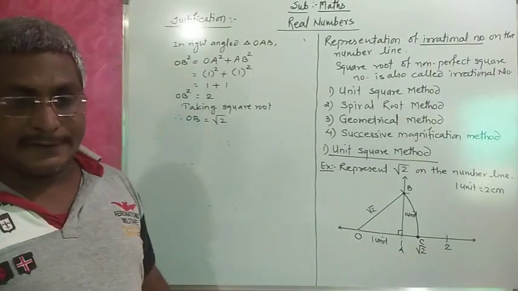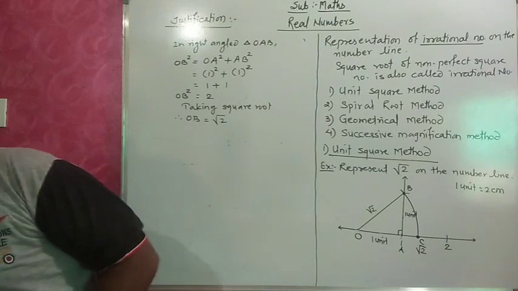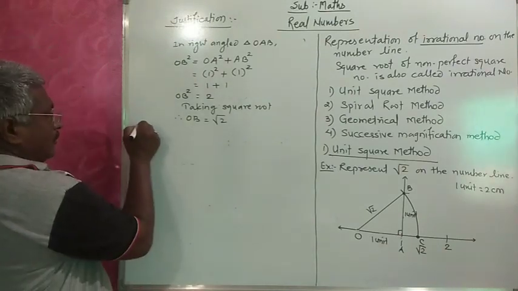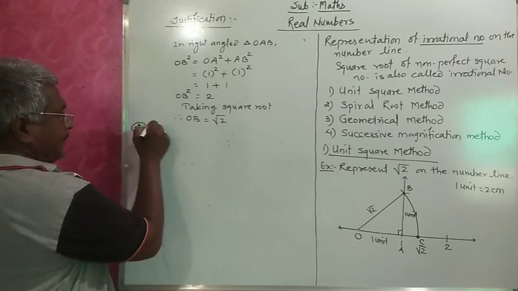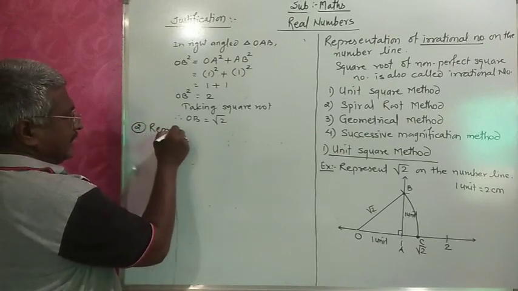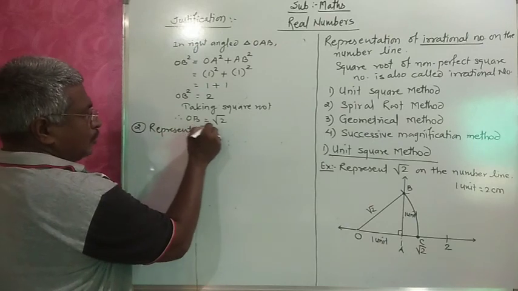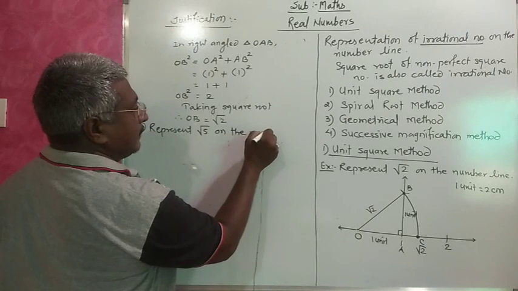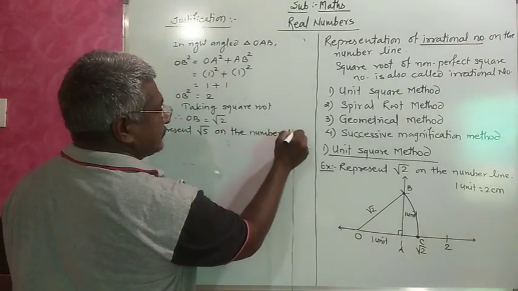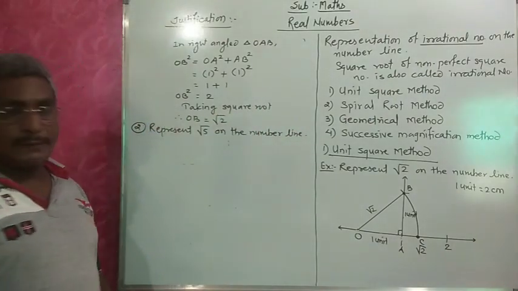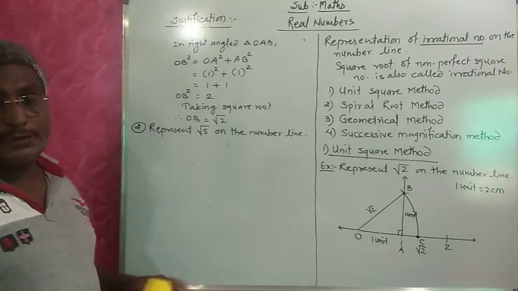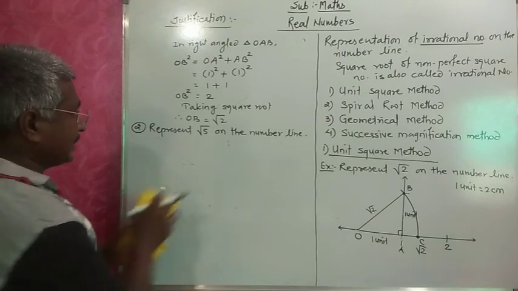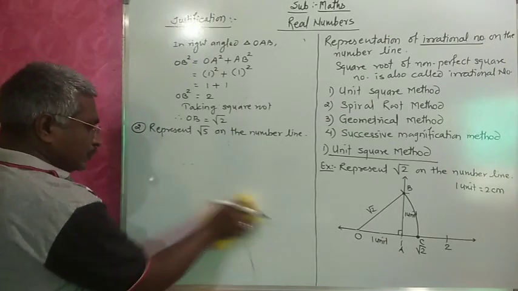Another example we will take. Second example: represent root 5 on the number line. Which number has to be represented, student? Root 5 has to be represented on the number line. So what has to be done now? The procedure is the same.